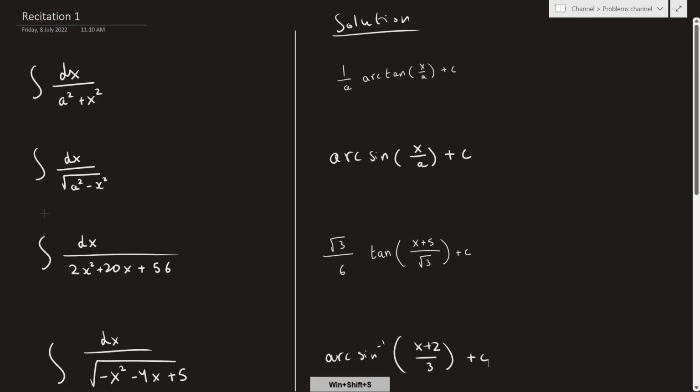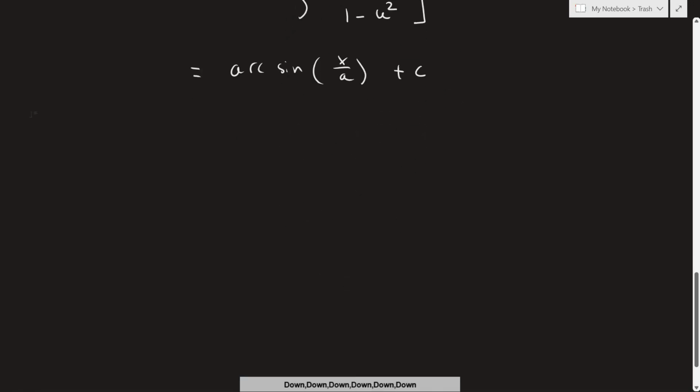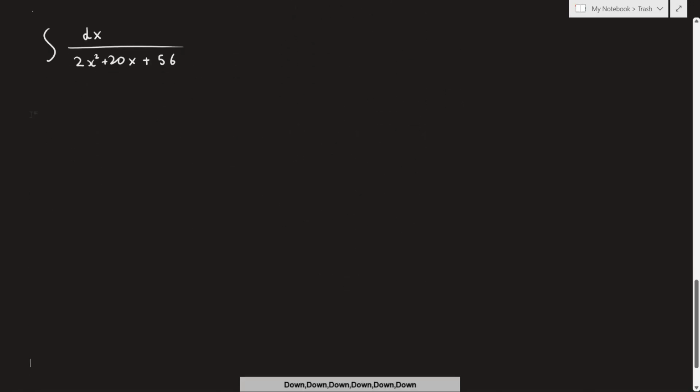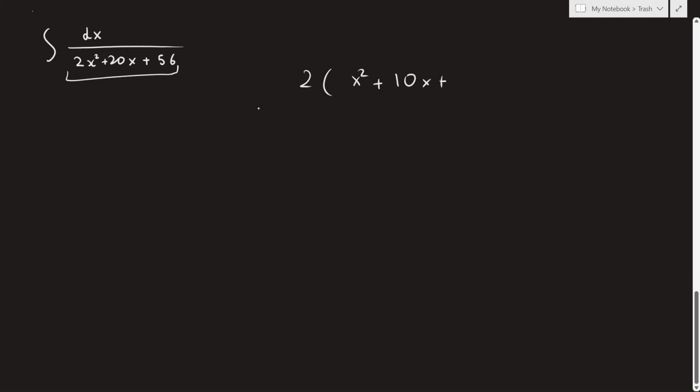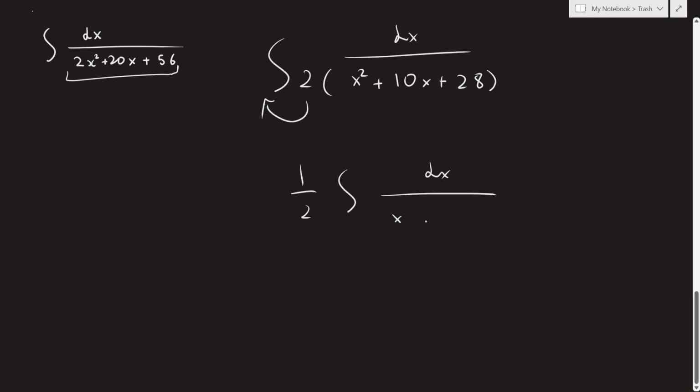All right, next question is pretty long and it's interesting. But once you solve this one perfectly, the other ones will be easy. So first we need to factor the bottom here. So let's take 2 outside. So it'll be 2 times x squared plus 10x plus 25 plus 3, which is 28. Let's take 2 outside here. So it's going to be 1 over 2 dx over x squared plus 10x plus 28.